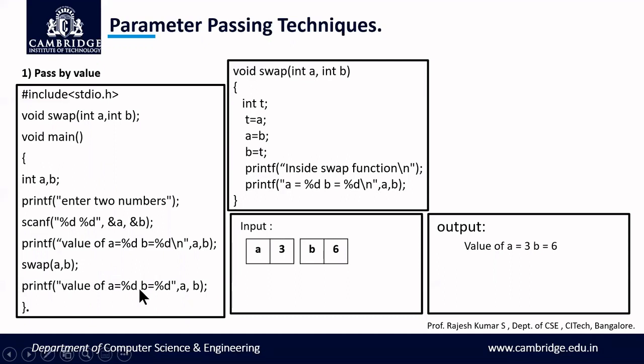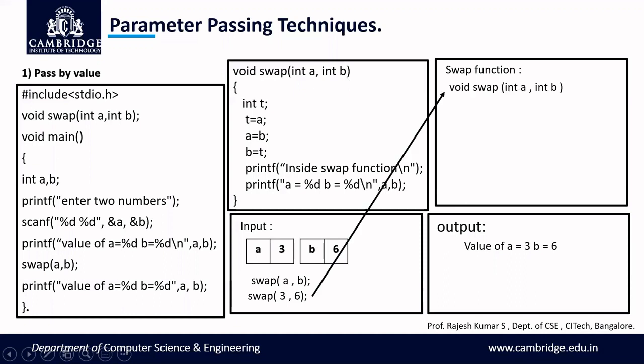Now when I'm passing the value, for example, I've called the function a, b. When I call the function, I'm passing the values. What values am I passing? 3 and 6. Now 3 will be copied into a and 6 will be copied into b. Once the copy happens, we are trying to swap the values. This is how the data gets copied.